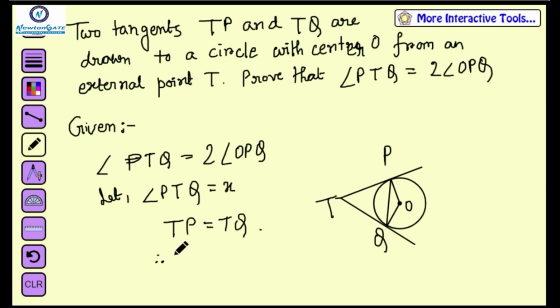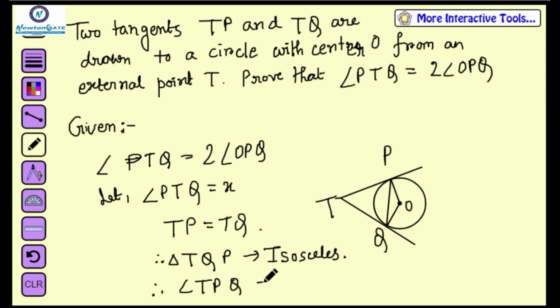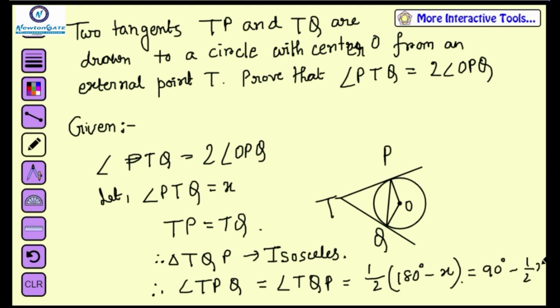So triangle TQP is an isosceles triangle. Now therefore we write that angle TPQ equals angle TQP, which equals half of 180 minus x, from the angle sum property of a triangle. We know that the sum of the angles of a triangle equals 180 degrees. That equals 90 minus half of x.